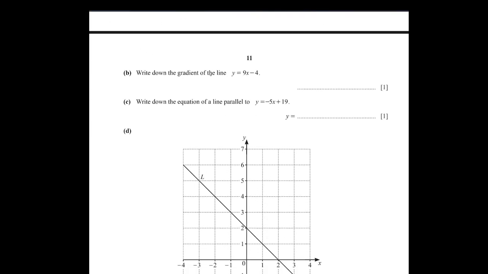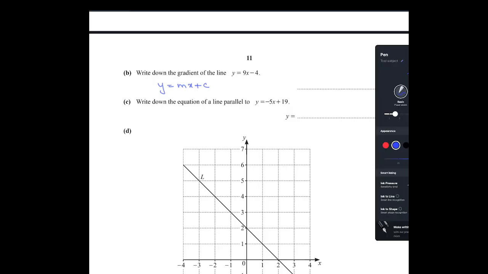Now write down the gradient of the line y is equal to 9x minus 4. So here the gradient of this line is 9, because it is in the form y is equal to mx plus c. So what is m here? m is 9. So just write 9 as the gradient.